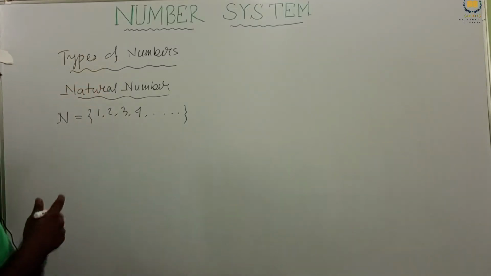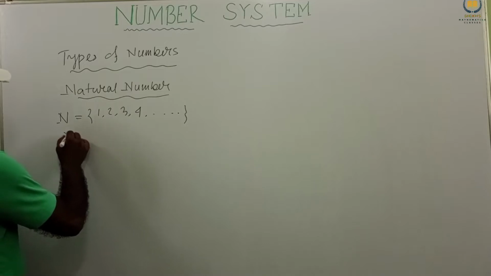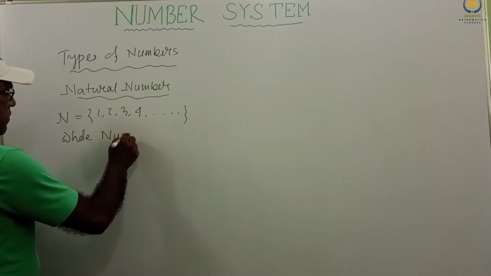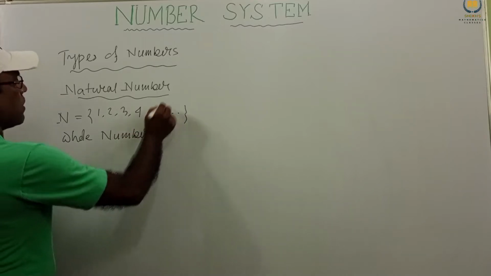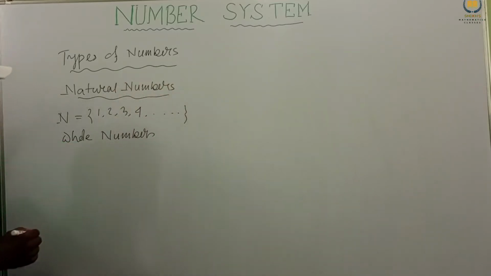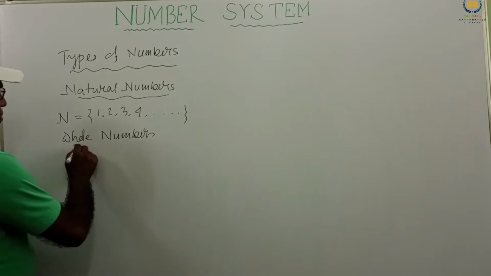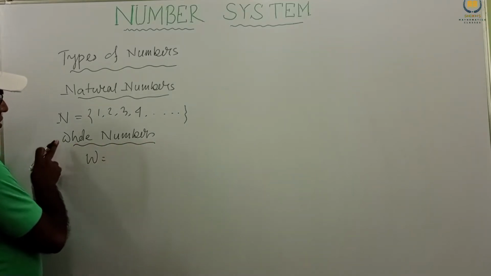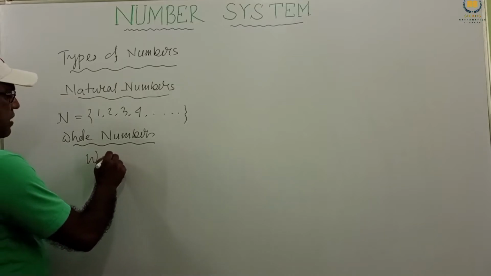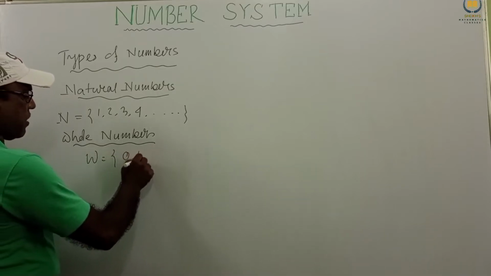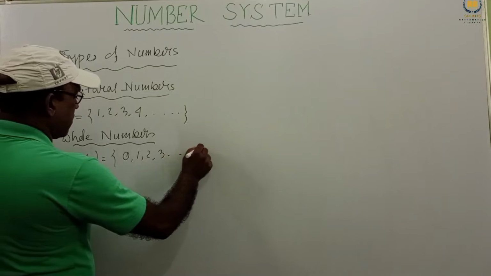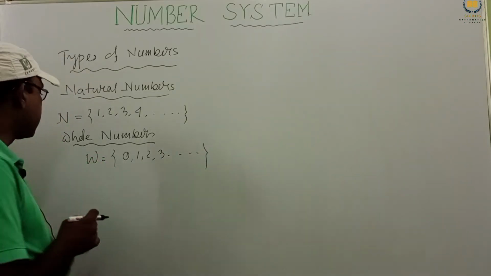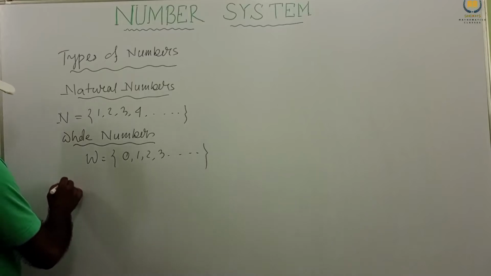Next we consider whole numbers. The symbol is W, for whole numbers, and this starts from 0, 1, 2, 3, and so on. This is the whole numbers. Next we consider integers.